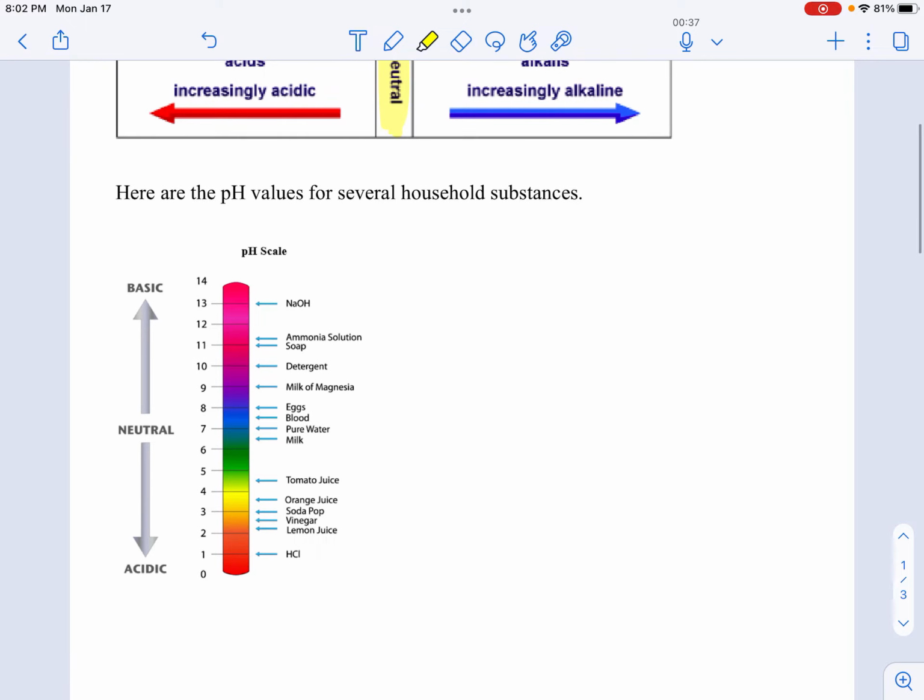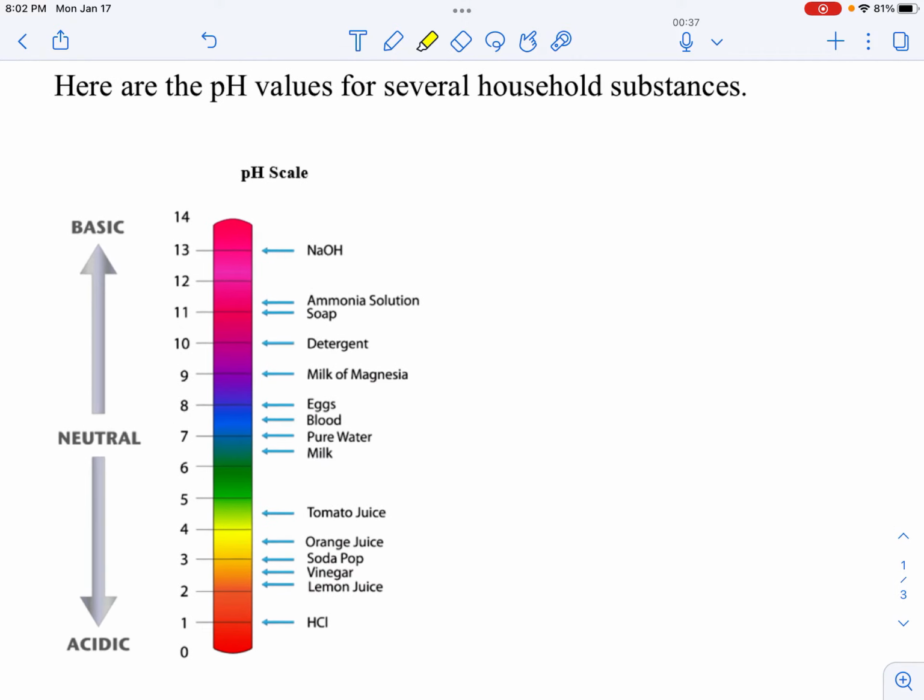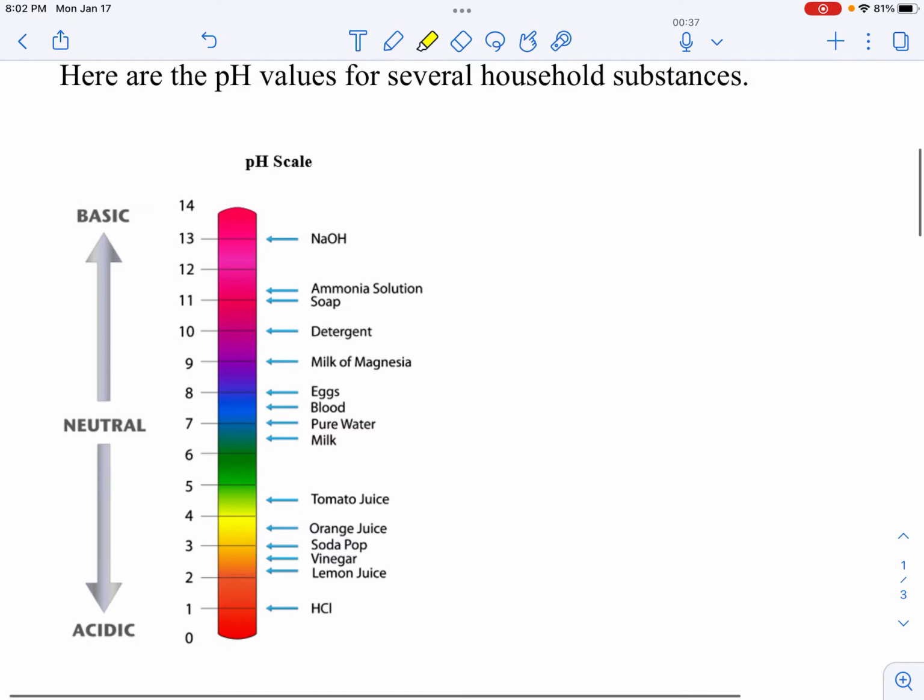The next diagram just gives you several household substances that you're probably familiar with. Let's zoom in a little bit there. You see at a pH of 7, neutral. Above it, all of those substances are basic. Notice at the top there, you've got some cleaning substances: ammonia, soap, detergent. Yes, cleaning substances are basic.